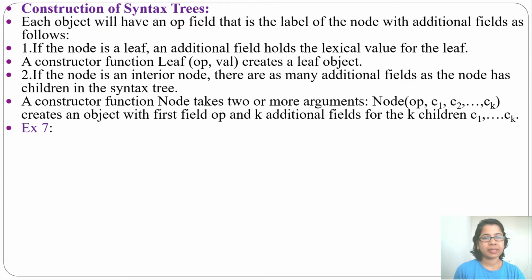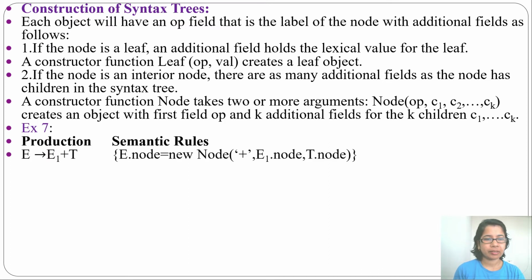This is example number 7. I already discussed 6 examples of STT. Some productions with semantic rules are given. E derives E1 plus T. This E1 is for the child, this E is for the parent, and the subscript one is just to identify that this is a child.